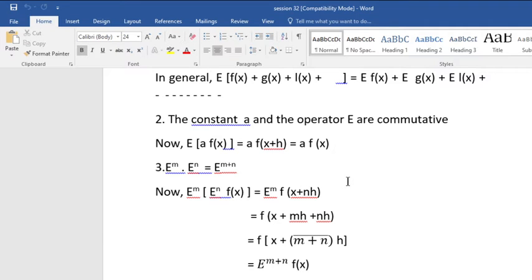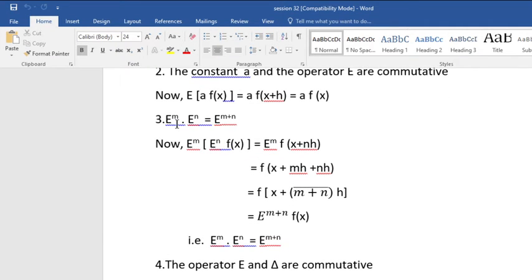and that is equal to a into E of f of x. The third property is E raised to m into E raised to n is equal to E raised to m plus n. Now consider the left hand side, E raised to m into E raised to n of f of x. We shall keep that E raised to m term as it is and then operate this E raised to n on the term f of x. So we get f of x plus nh, and then on this function f of x plus nh, operate the operator E raised to m.